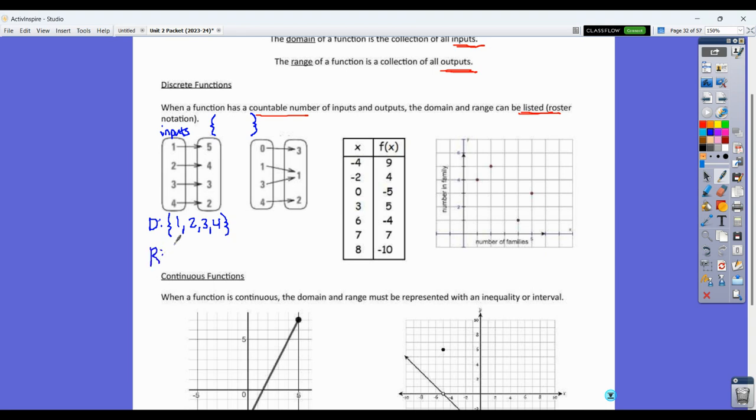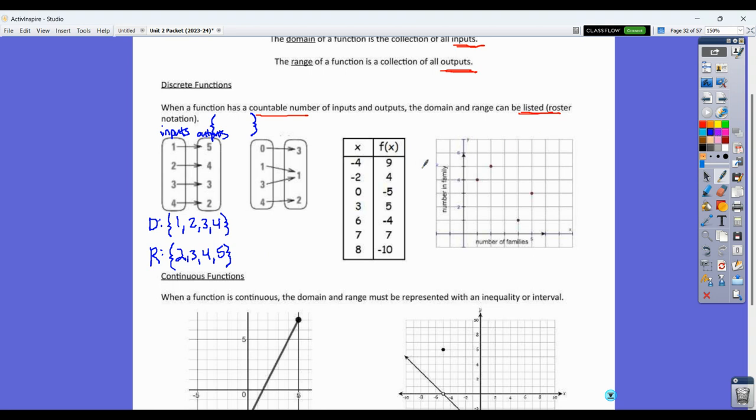Then the range is just the list of all of the outputs. So if I look at this, all of the arrows go over here, and so this is a list of my outputs. If I want to know the range of this function, it's that list. Now it doesn't matter if you put them in order, but I like to. So I'm going to do 2, 3, 4, 5 instead of putting them in the order that you see there. So we're making a list for our domain and range.